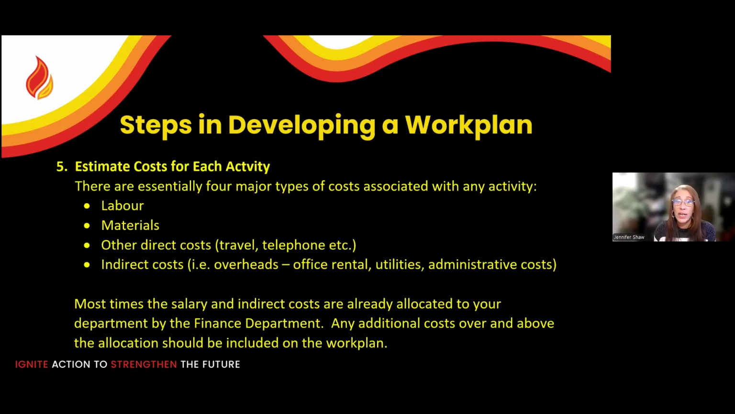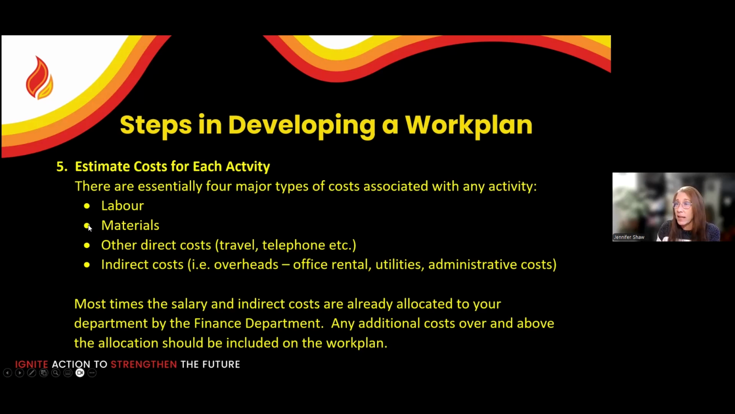Number five, you're going to estimate the costs for each of the activities. So there's essentially four types of costs. We have labor, materials, other direct costs such as travel, telephone, etc., and indirect costs. So those are overheads, our office rental, utilities, any admin costs.